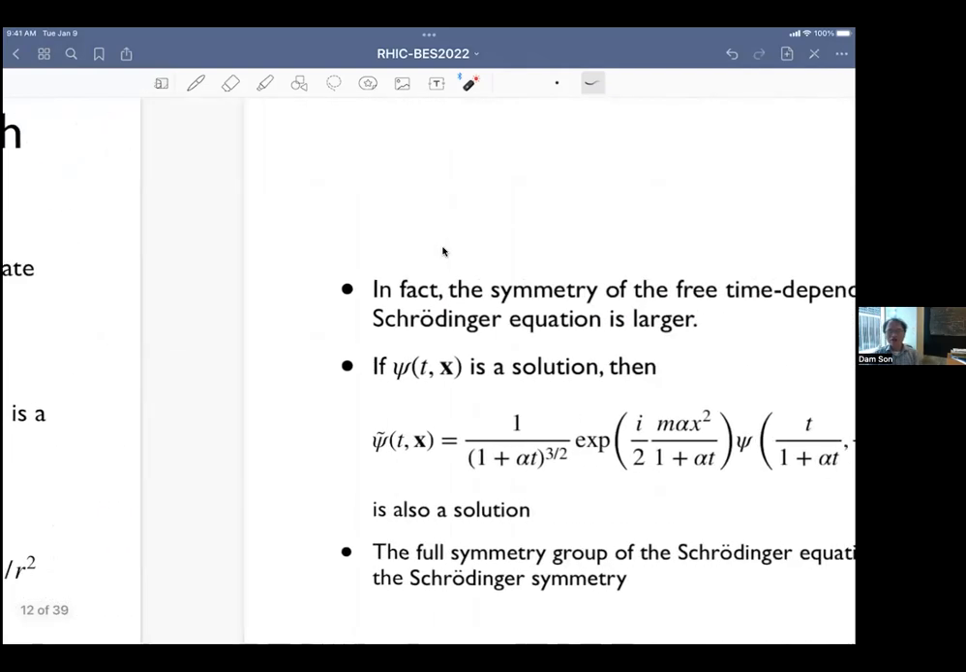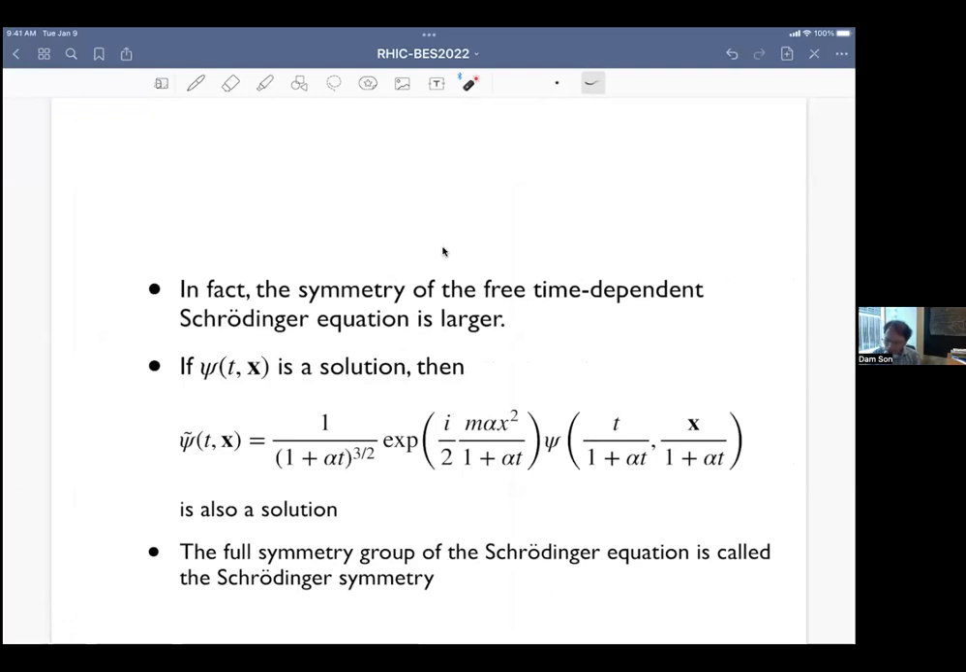In fact, the symmetry of the free time-dependent Schrödinger equation and the Schrödinger equation with 1 over r squared potential is larger. One can check that if one takes time t and transforms it to t over 1 plus alpha t, and x to x divided by 1 plus alpha t, then the effect of these changes on the Schrödinger equation can be compensated by supplying the wave function with a certain prefactor, a phase and an overall prefactor that keeps the normalization of the wave function invariant.